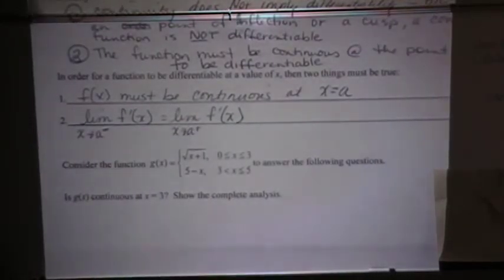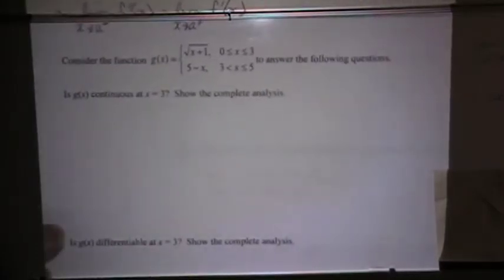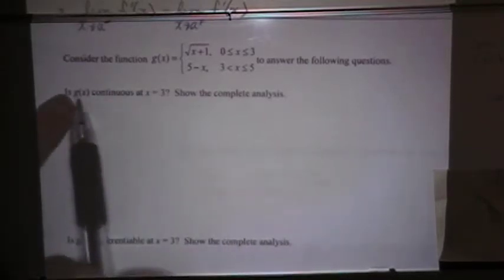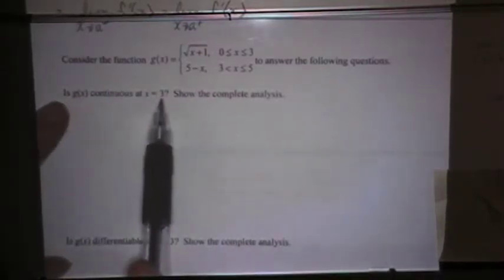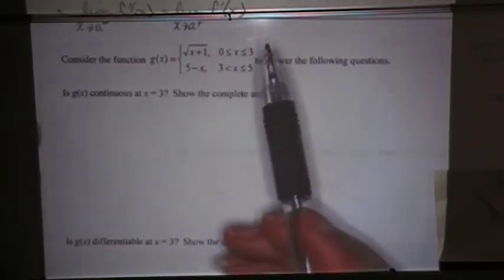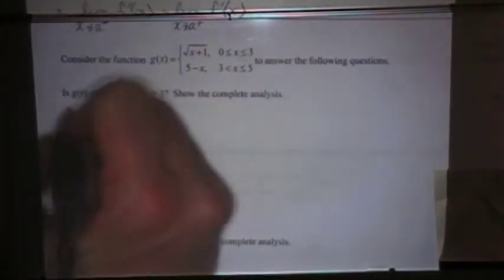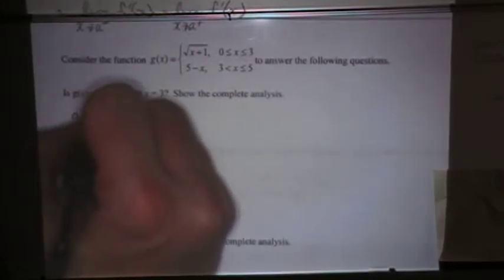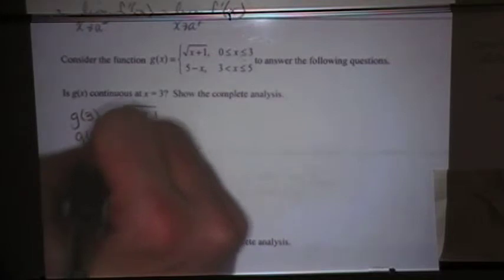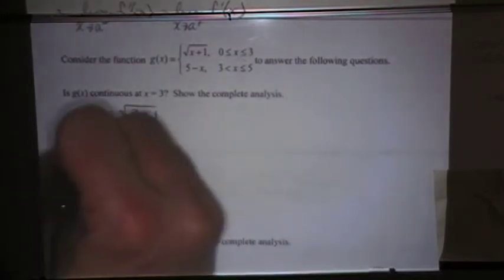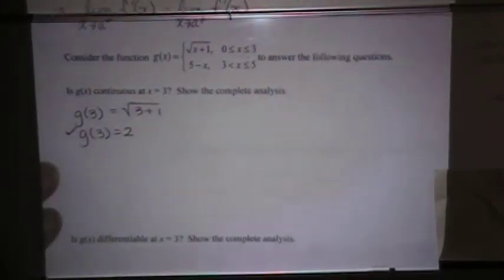So let's look at this one and we're going to consider what that means. I think it'll make more sense when we consider it. First thing is, is g of x continuous at x equals 3? Well, let's check and see. Make sure that it is continuous. In order for it to be continuous, the point has to exist, which it does because there's an equal sign under this. So let's plug in. G of 3 is going to be square root of 3 plus 1. So g of 3 equals 2. That's the first part of the definition of continuity.